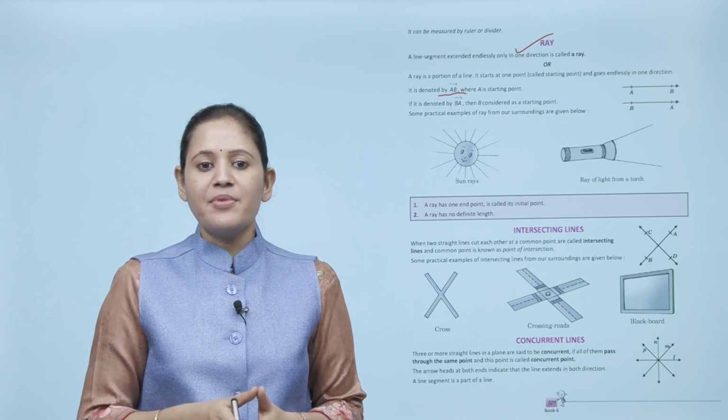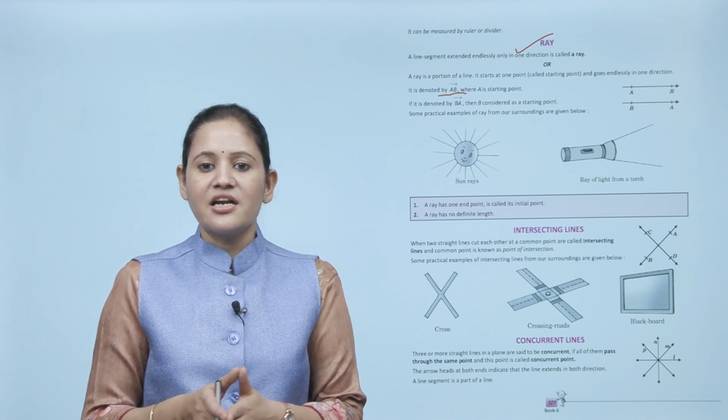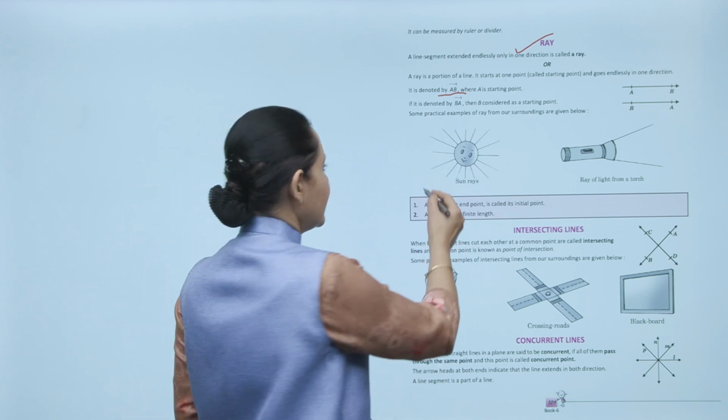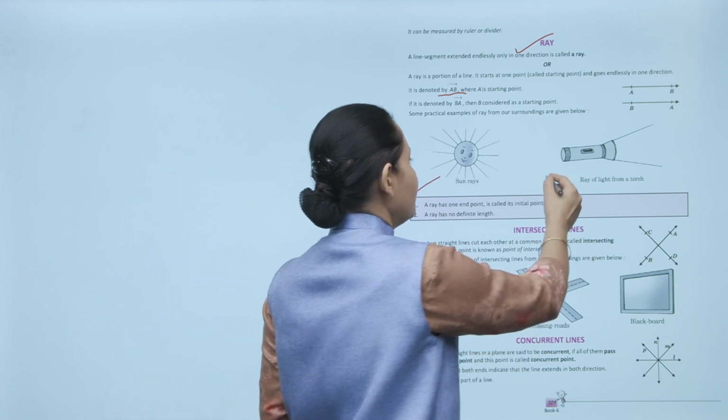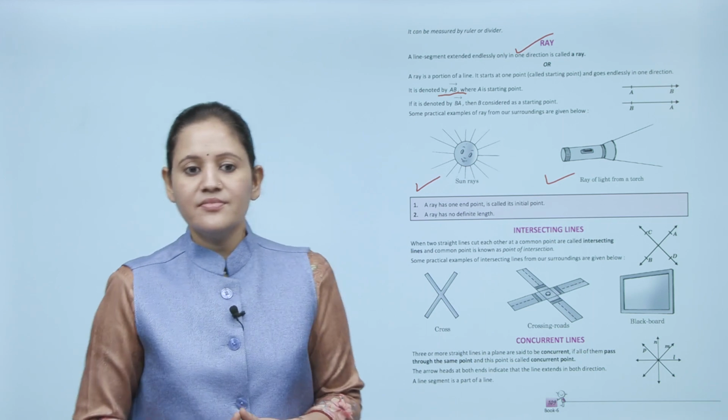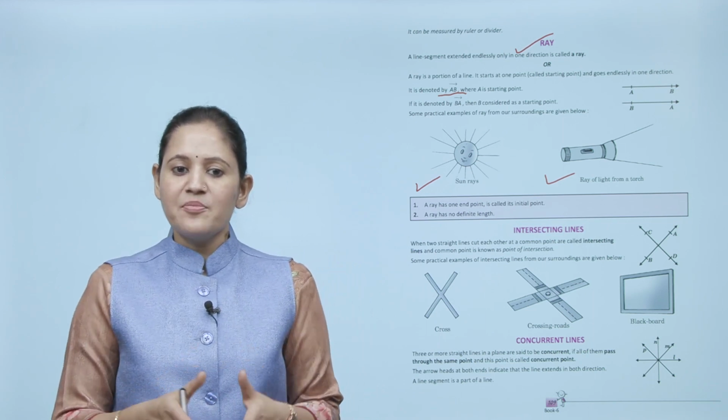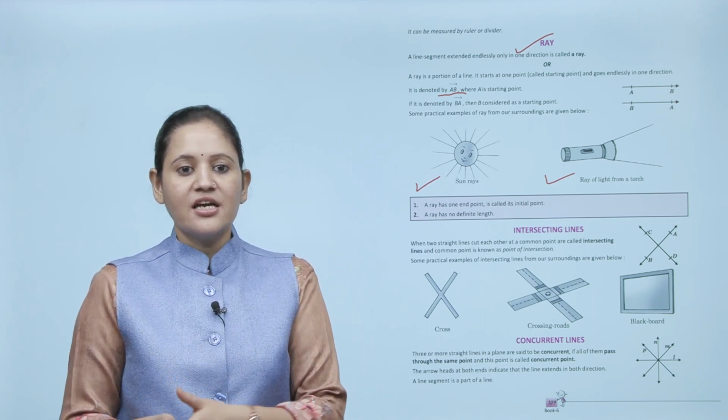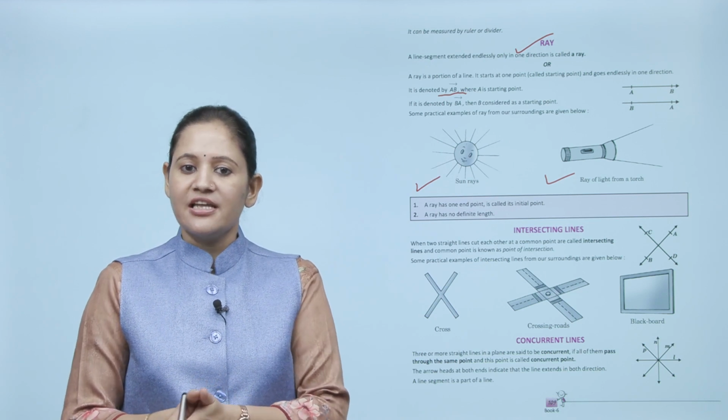Some practical examples of rays from our surroundings are given below, like rays coming from the sun, a ray of light from the torch. A ray has one endpoint, called the initial point. A ray has no definite length.